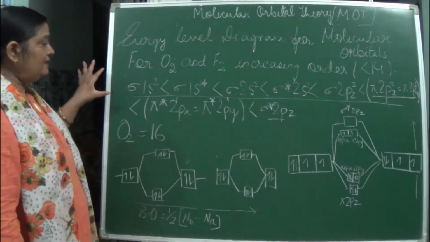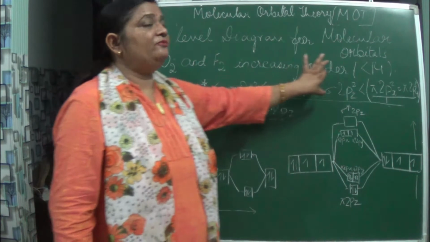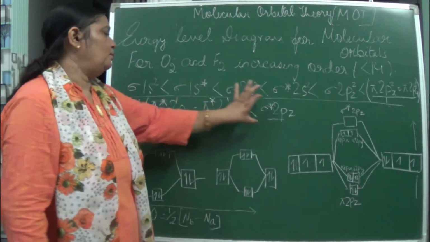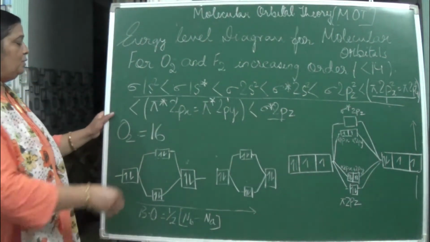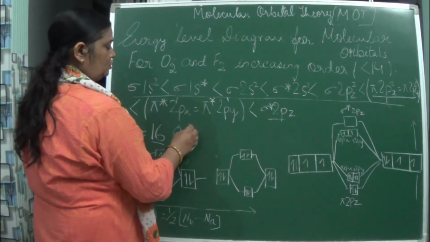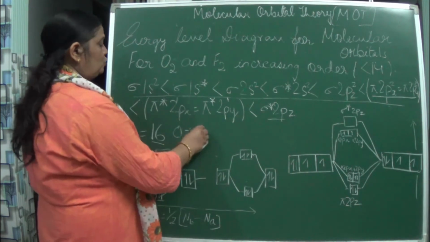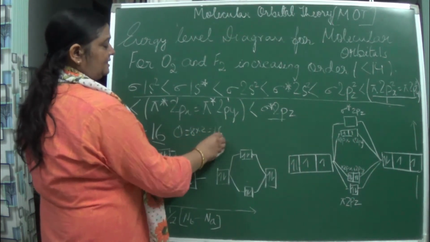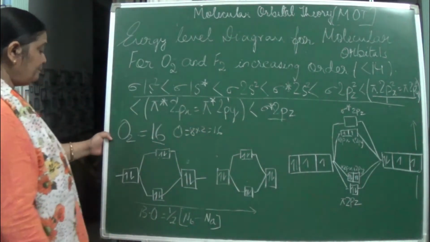So now by this sequence only we will be filling the electrons. First O2: one oxygen has 8 electrons, so for two it is 8 into 2, which becomes 16, or 8 plus 8 also you can say.